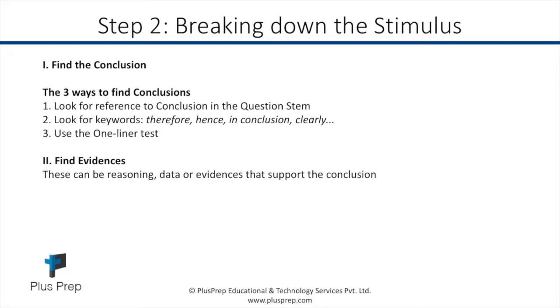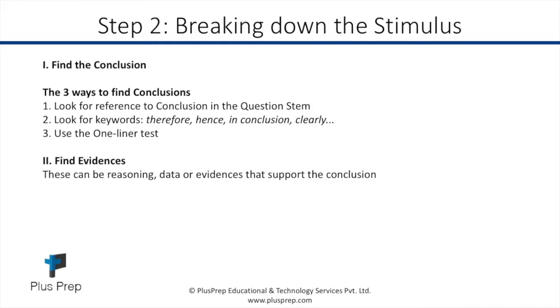If you're not able to find the conclusion from the question or through keywords, the third way, and the most reliable way in fact, is to use something called the one-liner test. What this means is that you read the argument and then you force yourself to paraphrase the entire argument in just one line. I promise that the one line you've paraphrased, if you've gotten the gist, the core of the argument, will be the conclusion.